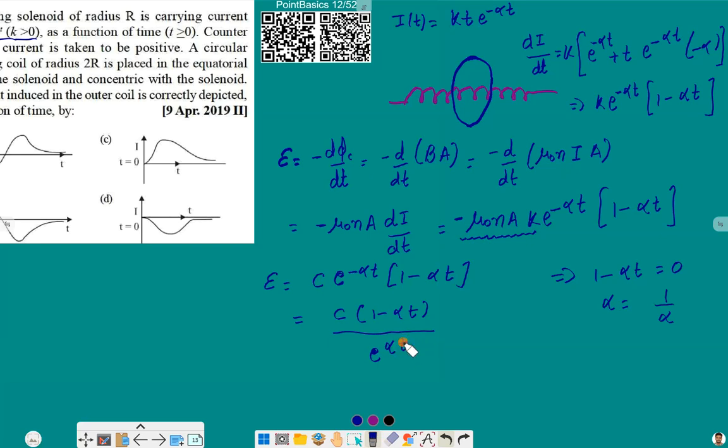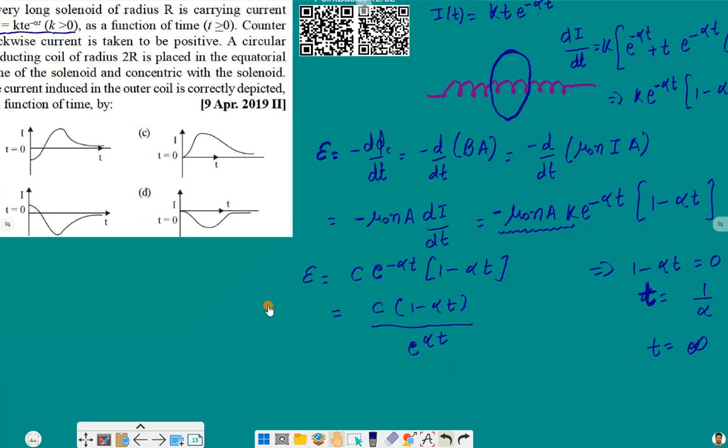As t reaches infinity, as time reaches infinity, this exponential term, the denominator, rises to a very high value, and the value of this whole EMF again reduces approximately to 0. So initially, at time equal to 1 by alpha, it is 0, and when time is very large, it will reduce to 0. So let us find out which of the following cases are shown in the graph.